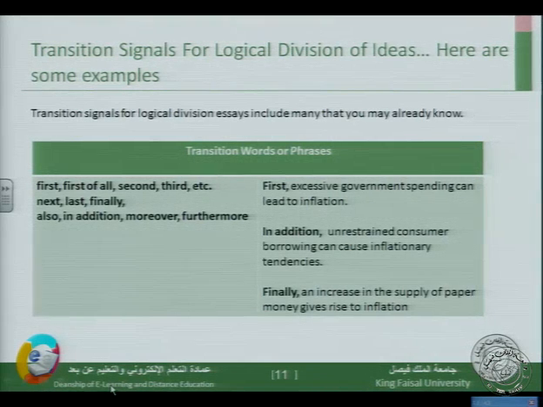These transition signals help you to make your essay more economic, more clear, more organized, because you're talking about first step, second, third, and fourth, and so on. Okay? So please try to go back to the 12th class and try to understand these transition words and how we can use them. And remember, after transition words, we should put a comma. As you can see, first, in addition, and finally.